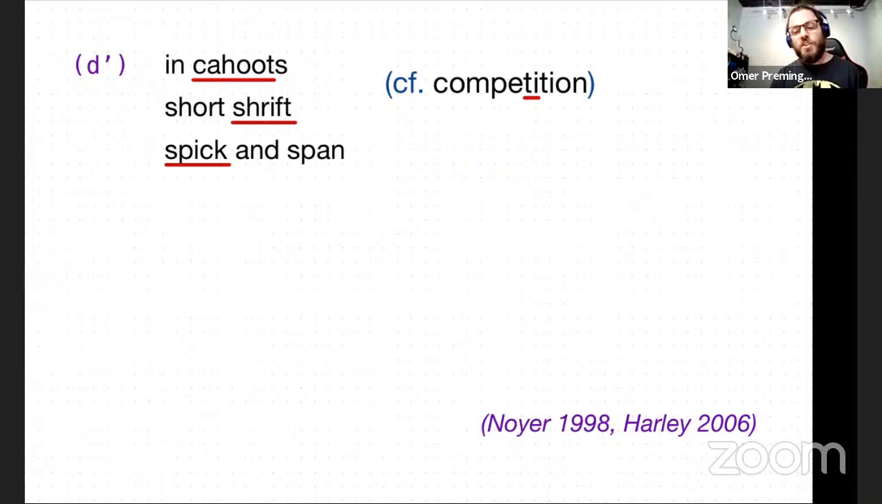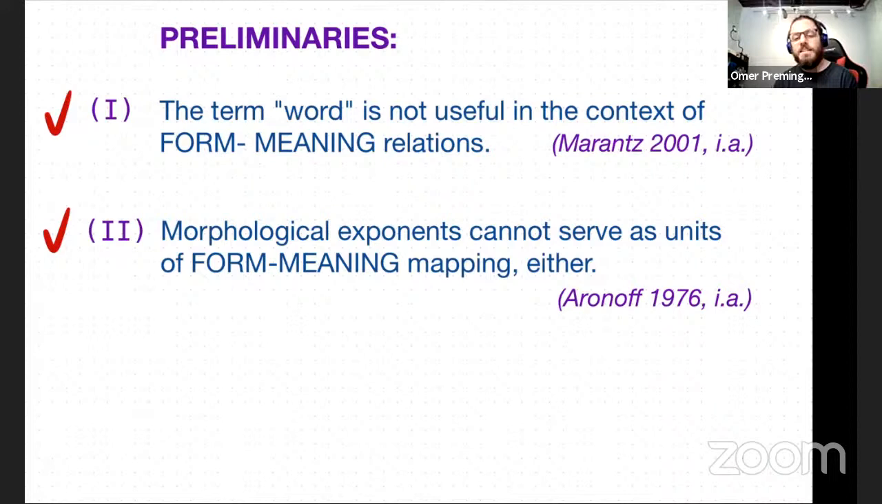Short shrift means to give someone less than they are due. Again, shrift doesn't seem usable outside of this expression, doesn't seem to have a life, certainly not a meaning outside of this expression. And similarly for spick and span, which is an expression meaning very, very clean. Okay, so reducing this to the phonology risks making your phonology have to explain why a whole conjunct was sprouted here, which is probably not a thing you want your phonology to do. So I will take it at this stage that we have shown that neither word in any existing proposed sense nor morphological exponent is suited to be the unit of the form-meaning mapping.